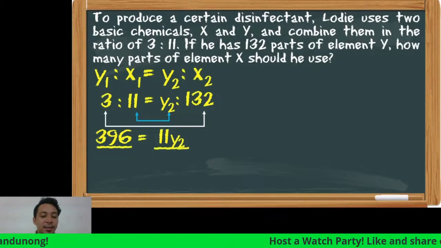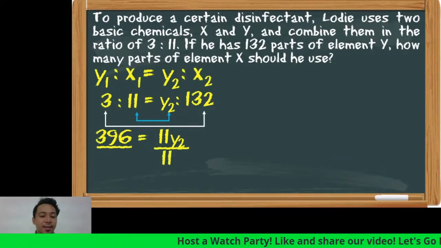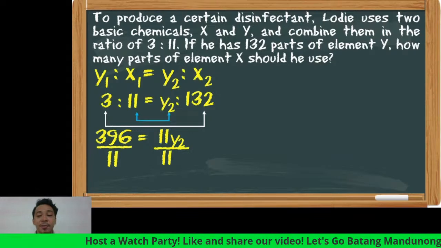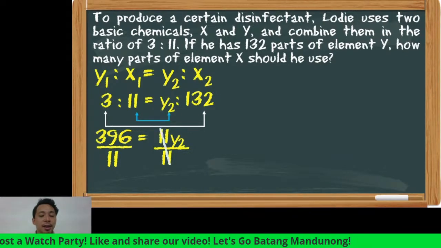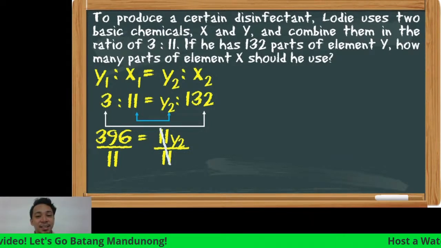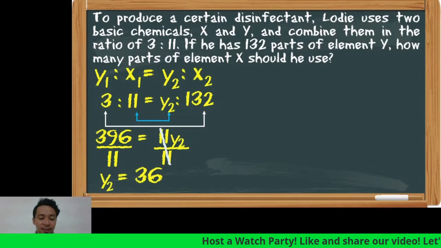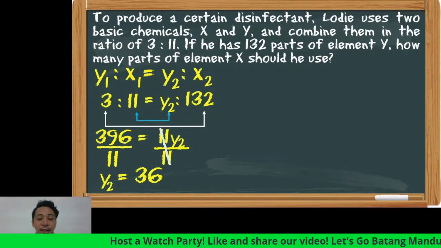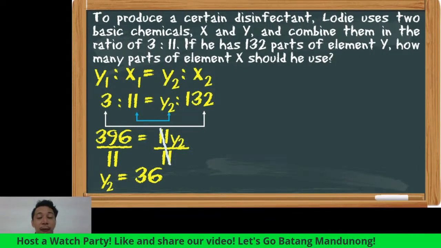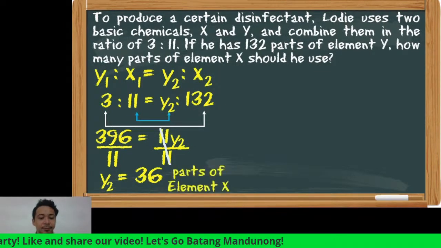Dividing both sides by 11, so we'll have 11 divided by 11, that is 1. So we'll have 1 y sub 2 equals 396 divided by 11, that is 36. Therefore, the y sub 2 is 36. So Lodi needs 36 parts of element x.